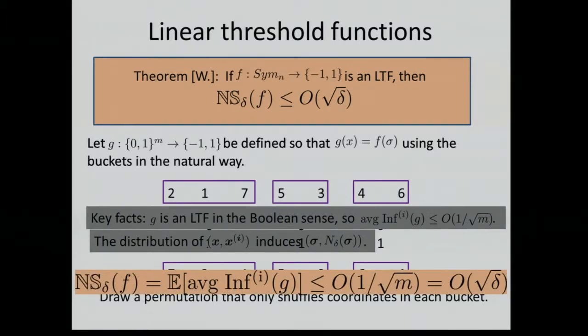And so then the one-line proof is that the noise sensitivity is just the average influence. The influence can actually always be bounded by 1 over square root of m in big O. And so this is big O square root delta. Any questions about this? And I apologize for going fast. I'm slightly over time.